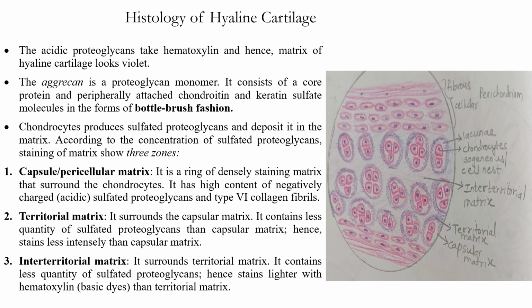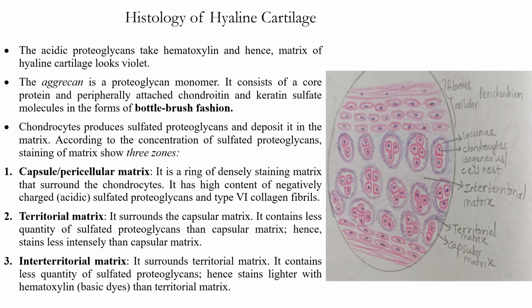So the first zone is known as the capsule or pericellular matrix. We know that the chondrocytes are present in the lacunae, and immediately surrounding these chondrocytes there is a densely stained matrix that surrounds the chondrocytes. And as it has more amount of sulfated proteoglycans, it has more staining, and it has more amount of type 6 collagen fibers. So we can see in this diagram also, the first zone is the capsular matrix.